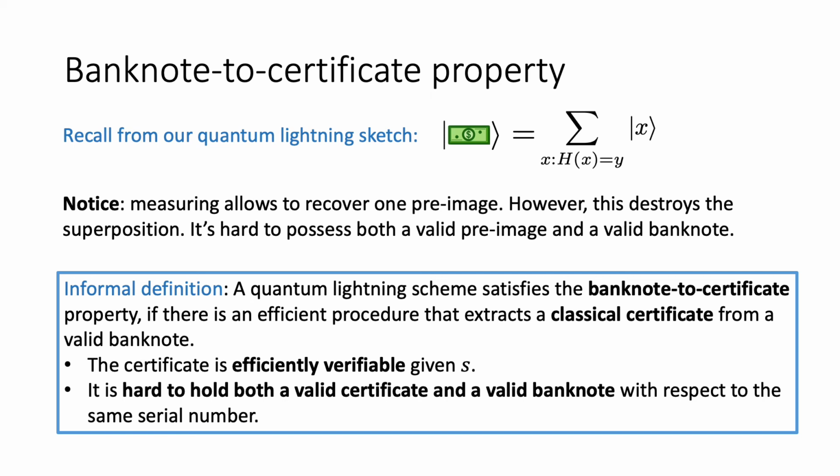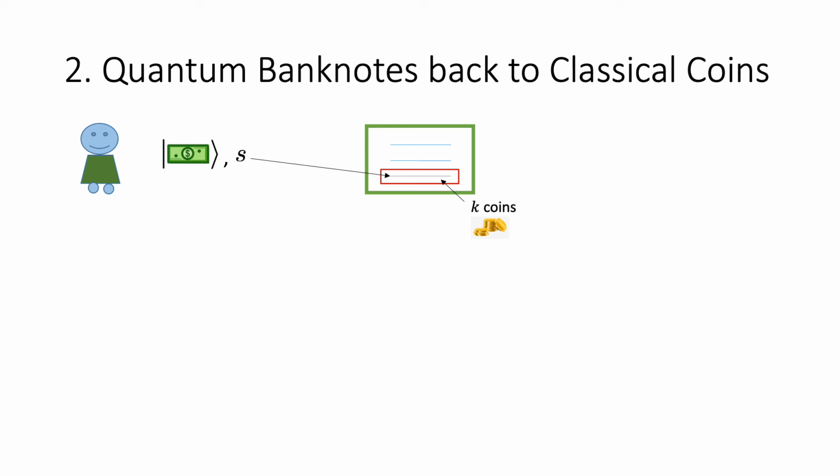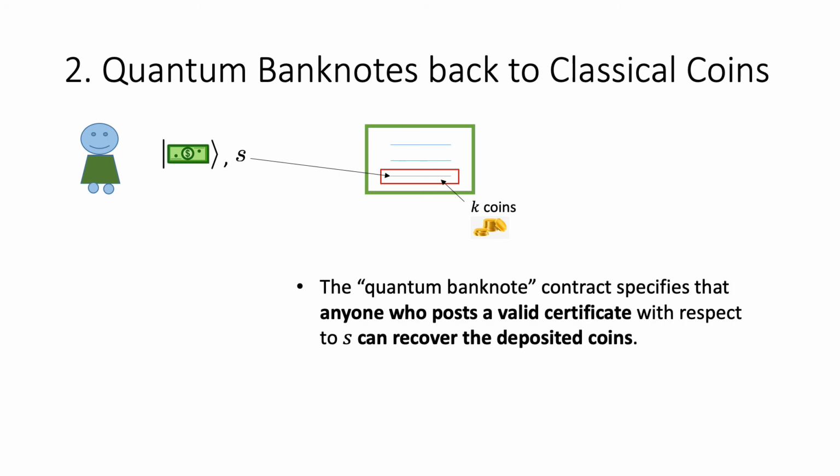So here's how we'll do it. It's pretty simple. We'll add another rule to the set of instructions specifying our quantum banknote smart contract. And this new rule says that anyone who posts a valid certificate with respect to S, where S is the serial number contained in the contract, can recover the deposited coins.